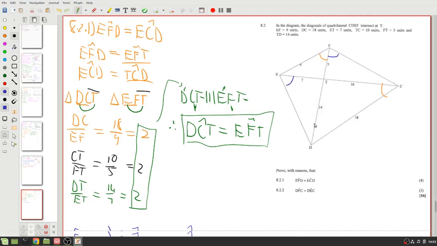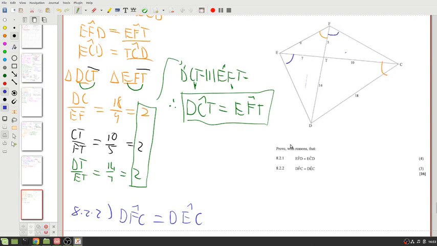Okay, so again, I'm going to use smaller triangles. I'm going to use DET and FCT. I think so. DET and FTC. Yep. So this triangle and this triangle. Okay. So let's again just say, DEC, that was this one, we're going to change to DET. So DEC is exactly equal to DET.